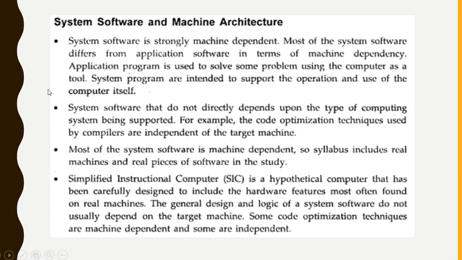System software is machine dependent. Most system software differs from application software in terms of machine dependency. So system software is machine dependent, and application software is machine independent, meaning it can be run on any platform.